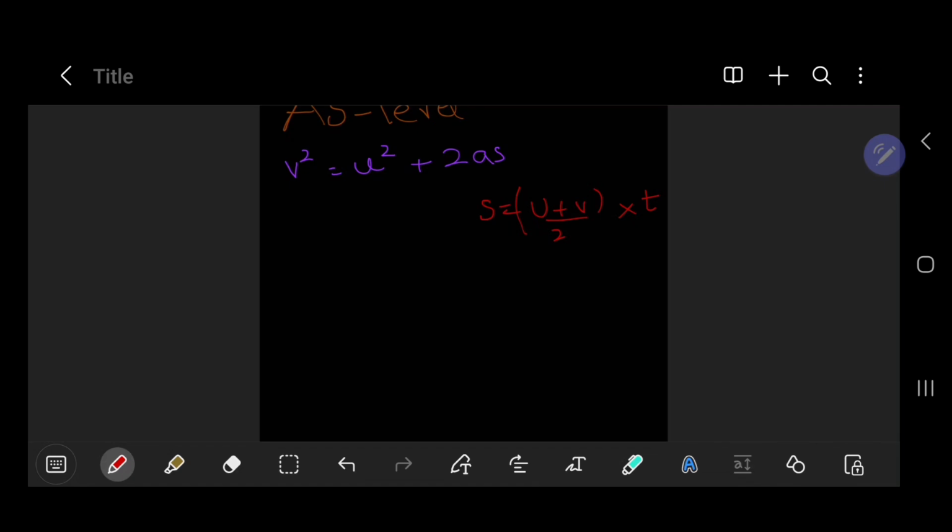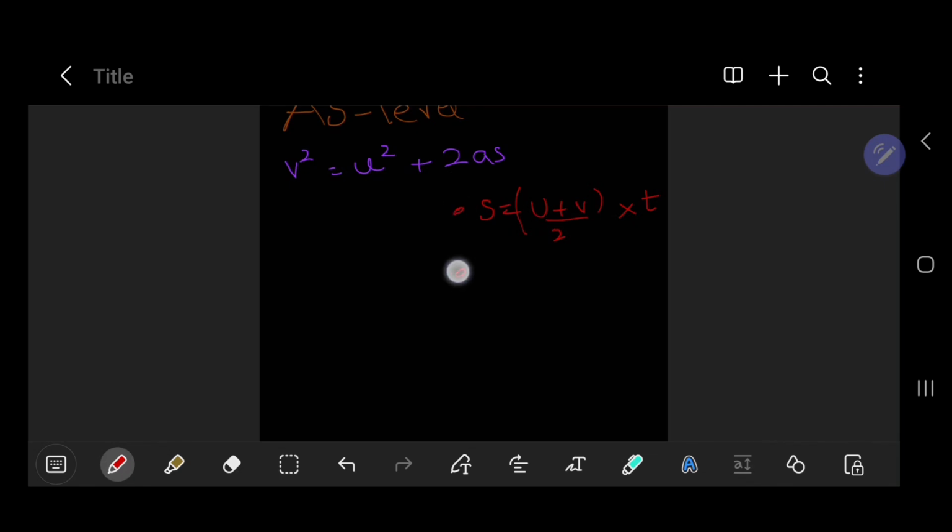Now in the formula v² = u² + 2as, you need to observe that one thing is missing. Pause the video and comment. Okay, so now I'll tell you the thing that is missing in the formula is time. So now what are we going to do? We are going to make time the subject, but not of the displacement formula.